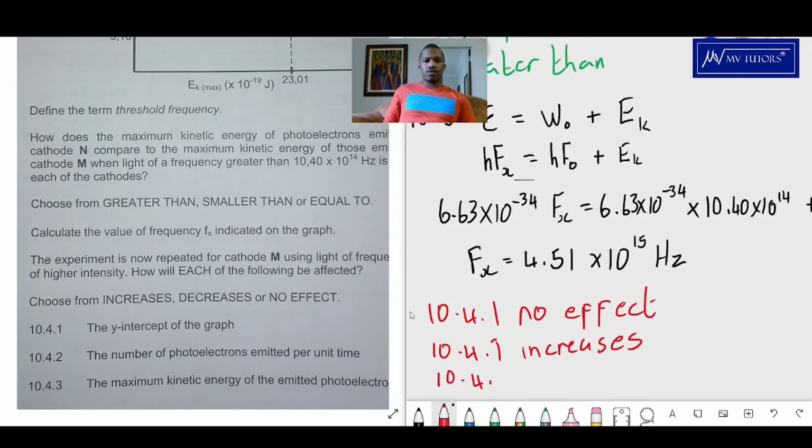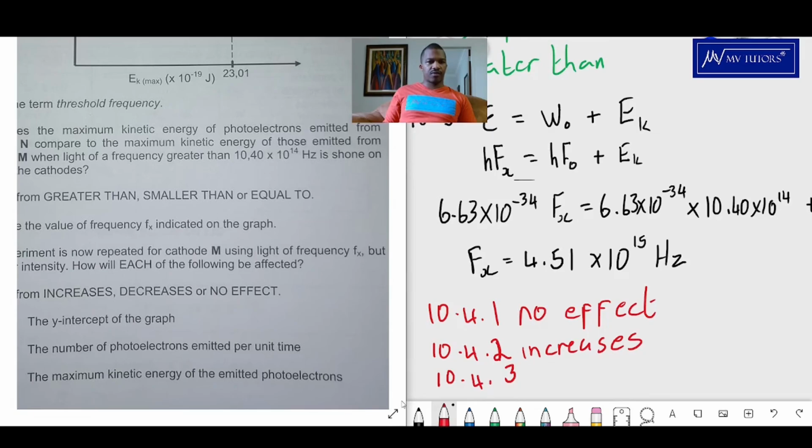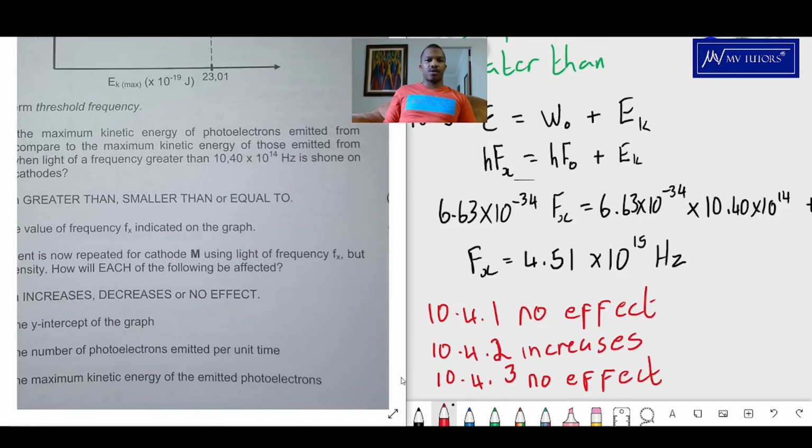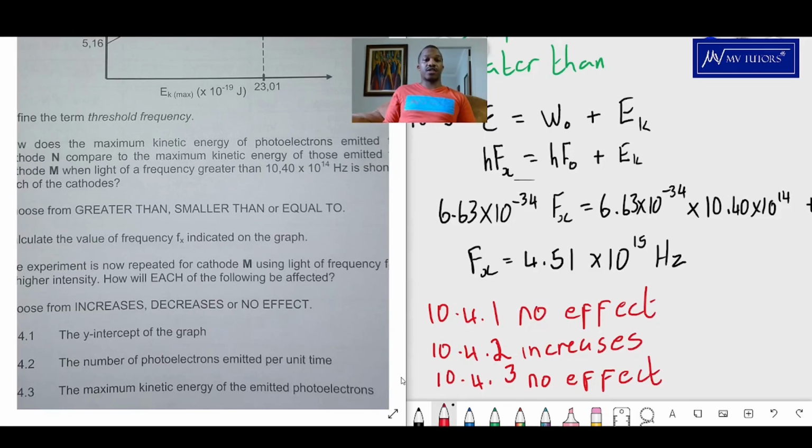Okay, so it increases the number of photoelectrons. Oh, this was 2. Why did I write 1? So this is 3 now. The maximum kinetic energy of the emitted photoelectrons. Okay, so the photoelectrons themselves, the kinetic energy has no change, so it's no effect. There's no effect in the kinetic energy of the emitted photoelectrons themselves. By increasing the intensity of the frequency light, it doesn't change the photoelectrons themselves. It just increases them being emitted. That's all.